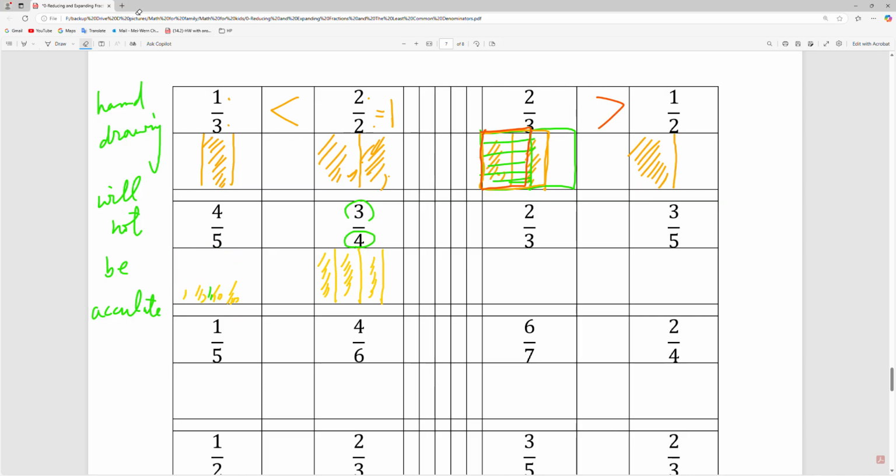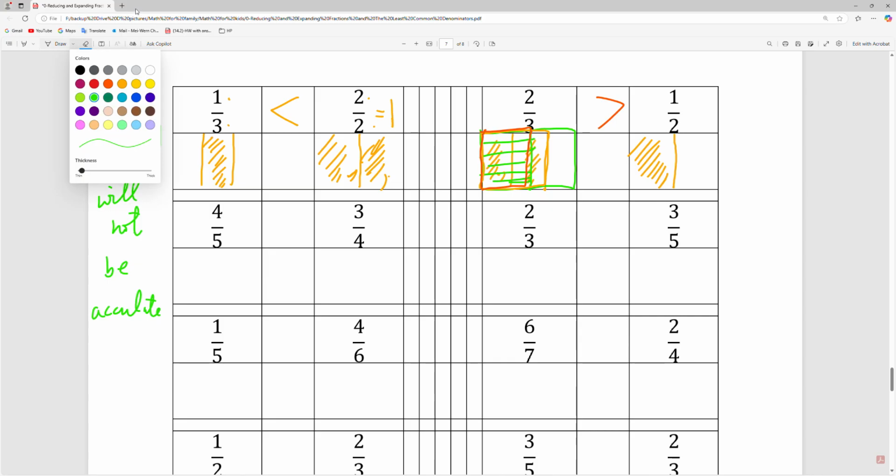Okay. So when drawing is hard, why is the drawing hard? Because these two values are very close. They're almost equal, but not equal. Then you want to compare a little bit of difference. It's hard.